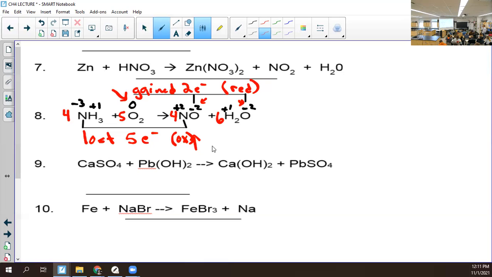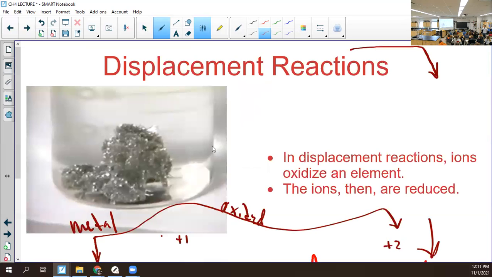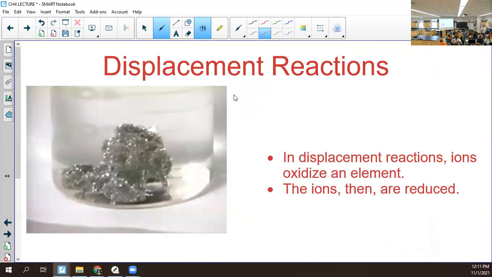All right. I am done with redox as far as drawing them out. Let's just quickly wrap up the rest of this that I thought we'd do Friday, but we didn't get there.